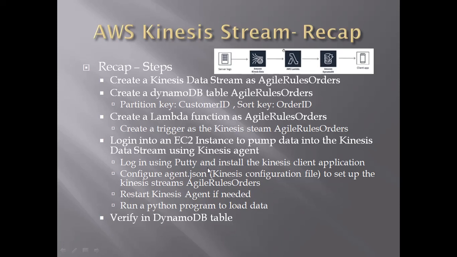So log into PuTTY, install the Kinesis client application if not already installed, and configure the agent.json file. Previously, we configured it for the Firehose. So now we are going to configure it for this data stream. Restart the Kinesis agent. Anytime you change the configuration file, you have to restart the agent. Then run the Python file to load the data and verify this time in DynamoDB.